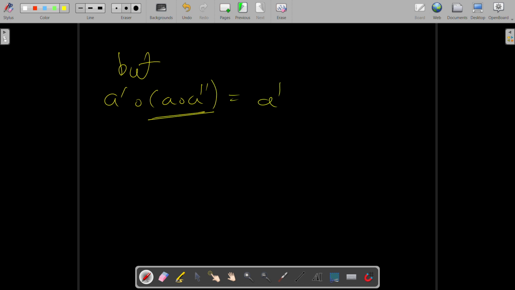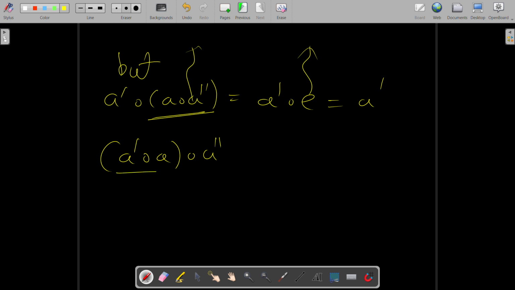Now from the property of the inverse of A, this will become A not E, and this is the identity element, so what will this become? A dash. And again A dash not A not A, this is also the inverse of A, so this will become E, the identity element, so this can be written as E not A double dash. What will this become now? A double dash.